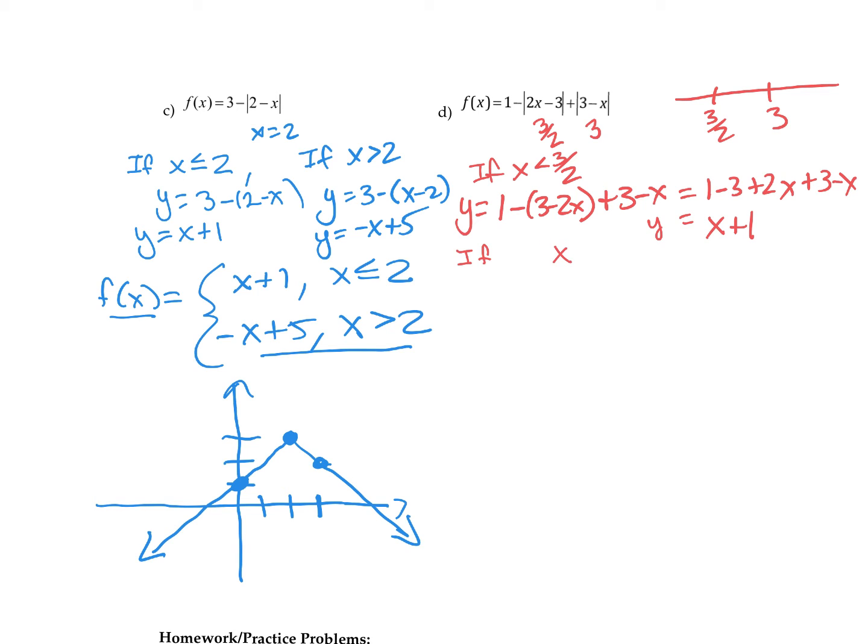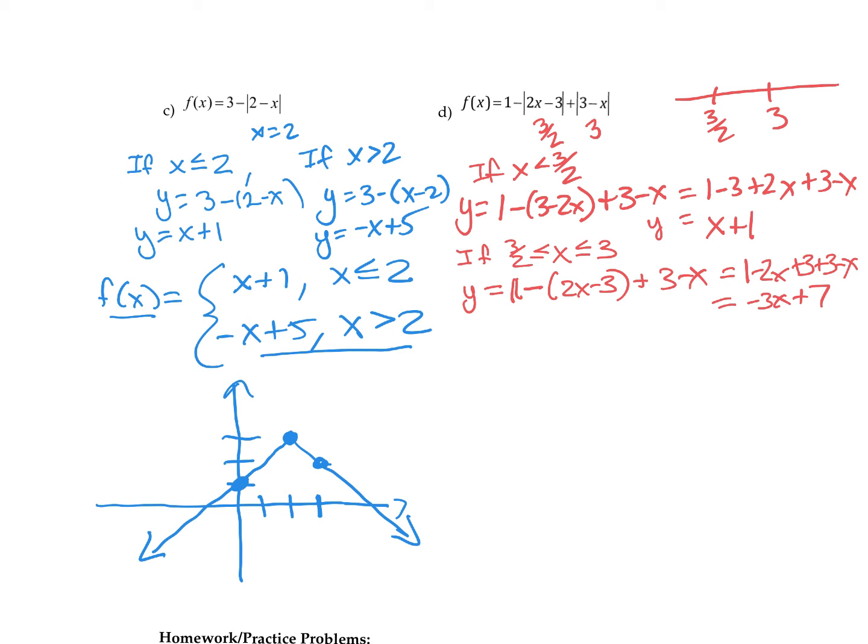If x is greater than or equal to 3/2 and less than or equal to 3, then I have y equals 2x minus 3. When I put in values in this interval, it will be positive, so the absolute value is not doing anything right here. So 1 minus (2x minus 3), and the 3 minus x will also still be positive. So that gives me 1 minus 2x plus 3 minus x, or in other words, negative 3x plus 7. Looks like that's what we've got.